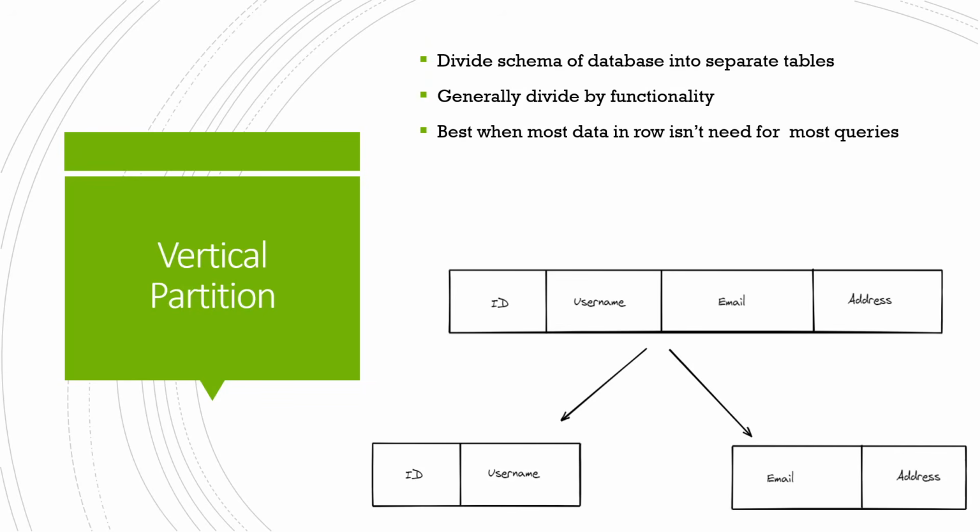So sharding was horizontal partitioning. You also have the option of a vertical partition. In this case, you're actually dividing up the schema of your database into separate tables. Typically that would be done by functionality. If you have one big row of user data and you realize, looking at your analytics, that certain fields are not really used together, it would make sense to split those apart so that you're not retrieving a bunch of extra data you don't need, and it would also reduce the size of each database because you're essentially splitting it in half.